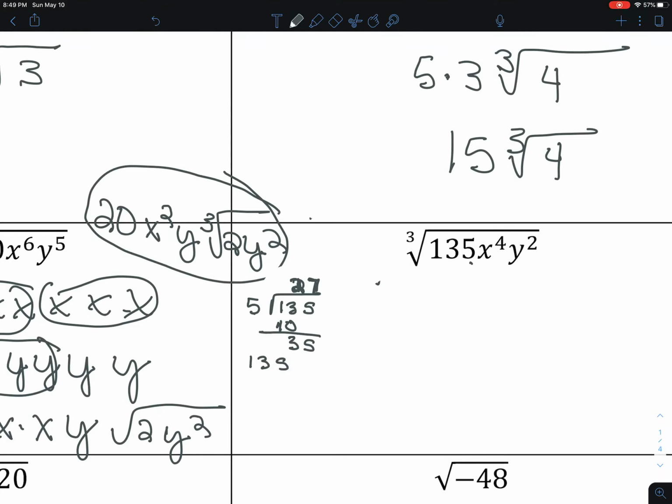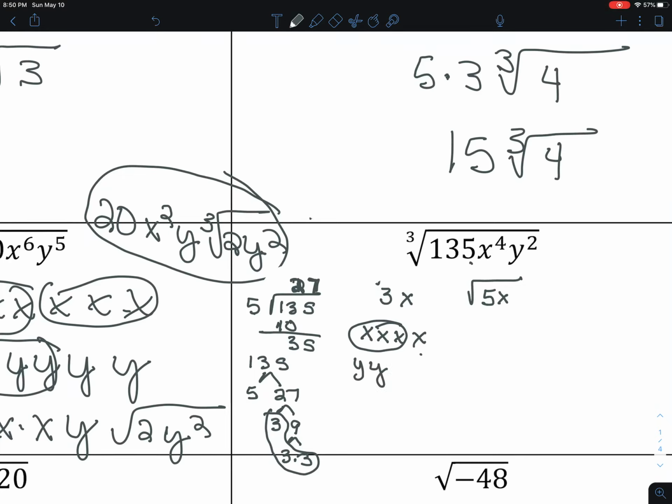So 135. When I break that down, I get 5 and 27. And then 27 is 3 times 9, which is 3 times 3. So there we go. So these 3's come out. So I got a 3 that's coming out and a 5 that's left inside. Then I have x to the 4th. So I have 1 set of 3's that's coming out, and that x is left there. And then I have y squared. I don't have enough to make a cube. I don't have 3 of them, so that y squared is just going to stay there. So this is going to be the cube root of 3x times 5xy squared. Okay?